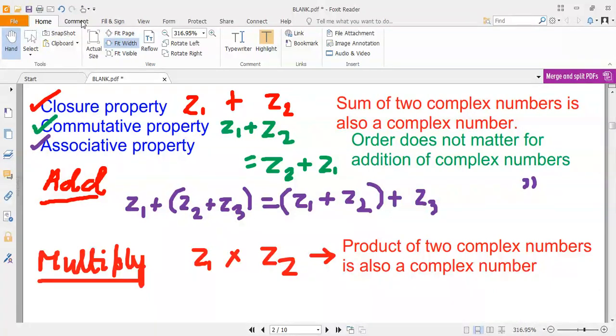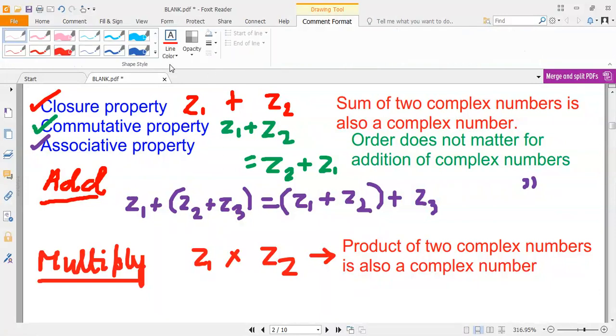Now let's move on to the commutative property. So let me change my pen color to green. That is the color that we used last time. So let's talk about the commutative property. Now, what was the commutative property in case of addition? It was that order does not matter. So whether you're adding the first one to the second one or whether you're adding the second complex number to the first complex number, it does not matter.